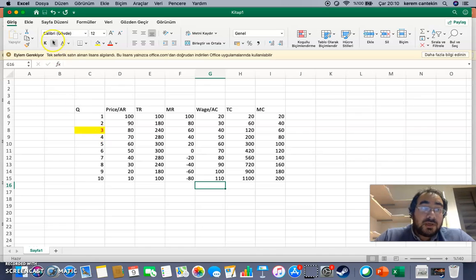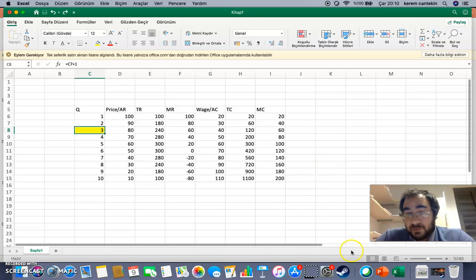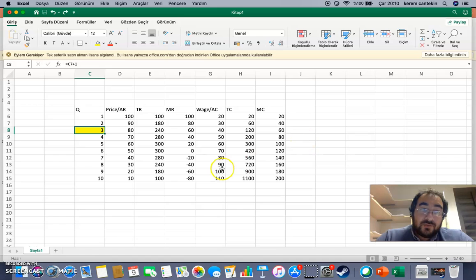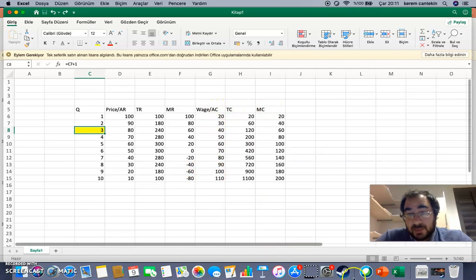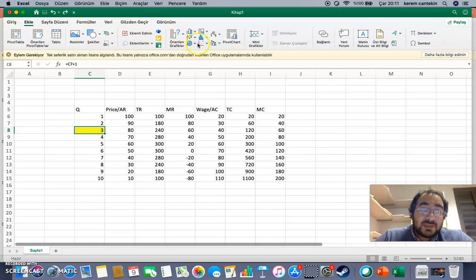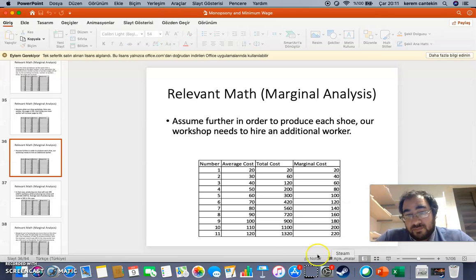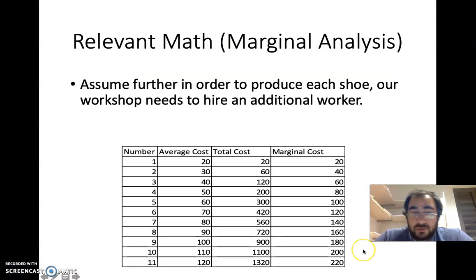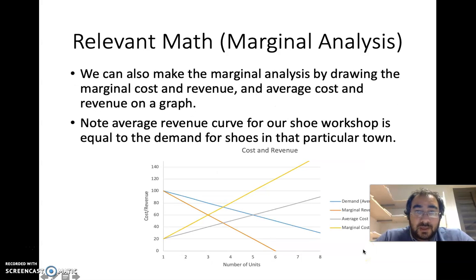Up to now, maybe there is nothing that interesting. You might draw the lines of basically average revenue, marginal revenue, average cost, and marginal cost. I think you should know it. You basically use this chart. So I'm just showing you how the drawings will look like. They will look like this.